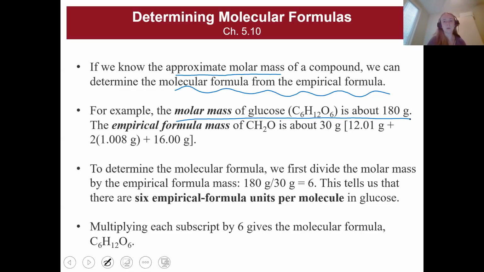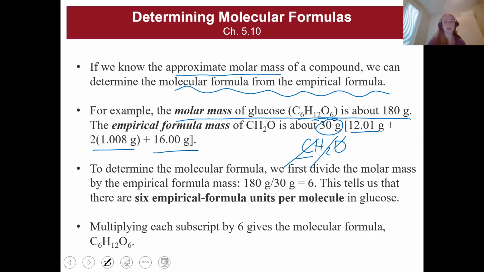The molecular formula of glucose is C6H12O6. If we divide all of these by their common denominator, which is 6, we get CH2O as the empirical formula for glucose, and the empirical formula mass of that is 30 grams. We have 12.01 grams from the one carbon atom, 2 times 1.008 grams from the 2 hydrogen atoms, and 16 grams from the oxygen atom. So that adds up to 30 grams, the empirical formula mass for glucose.